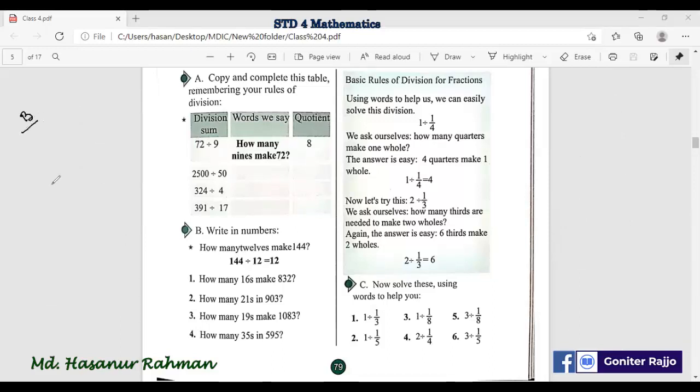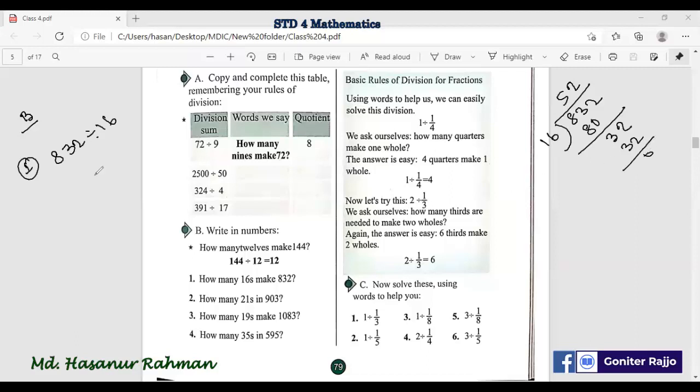Now number B. Number B says write in numbers how many 16s make 832. So answer should be 832 divided by 16. Now we have to divide 832 by 16. 5 times 16, that is 80, so 3 will be there, and we have to take 2, so 16 times 2, that is 32. So we can say answer should be 52.